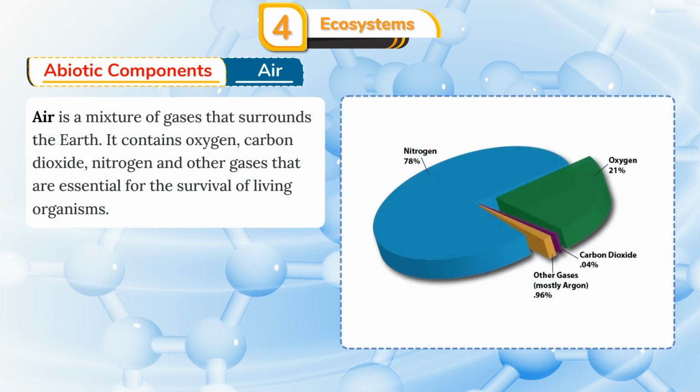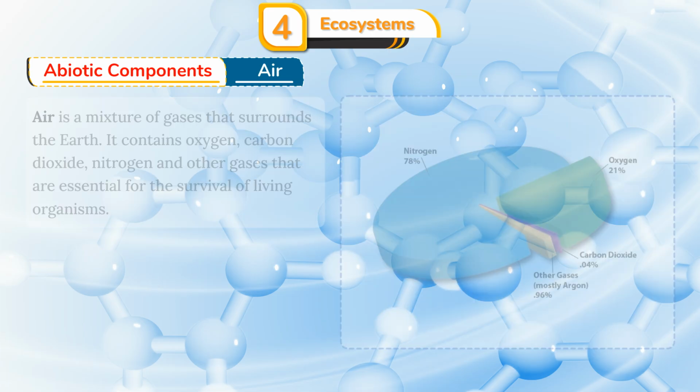Air. Air is a mixture of gases that surrounds the Earth. It contains oxygen, carbon dioxide, nitrogen, and other gases that are essential for the survival of living organisms.